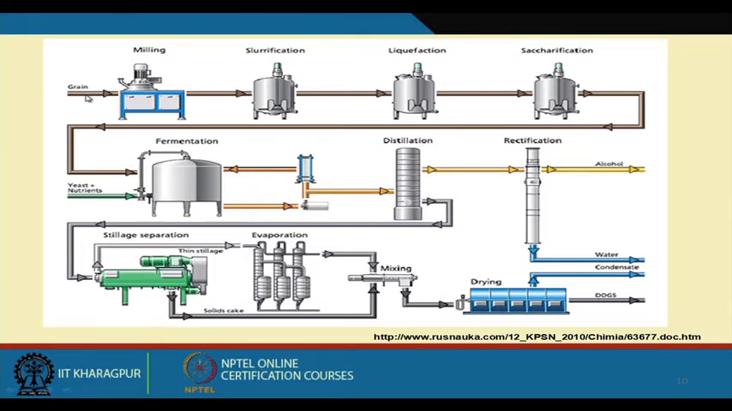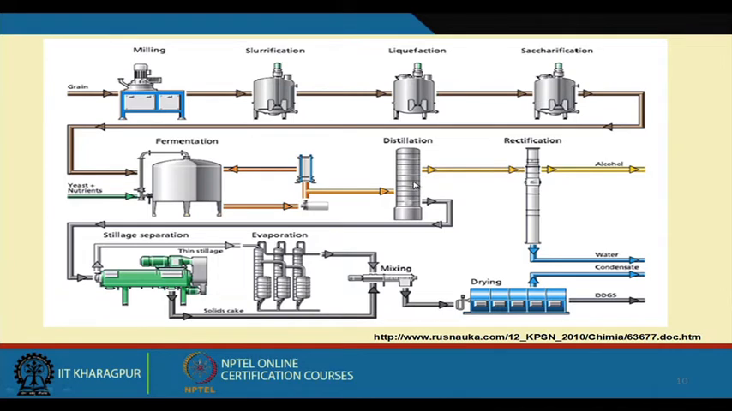We have grain, because I told you that alcohol is produced not only from cane molasses, but we also use broken rice. The broken rice we take, here we have the milling machine, then we make a slurry, then liquefaction, and we heat it to gelatinize the starch. After gelatinization we add amylase enzyme for saccharification, and this saccharified material has sugar. We put it in the fermenter where we add some yeast and nutrient, and it undergoes the fermentation process.